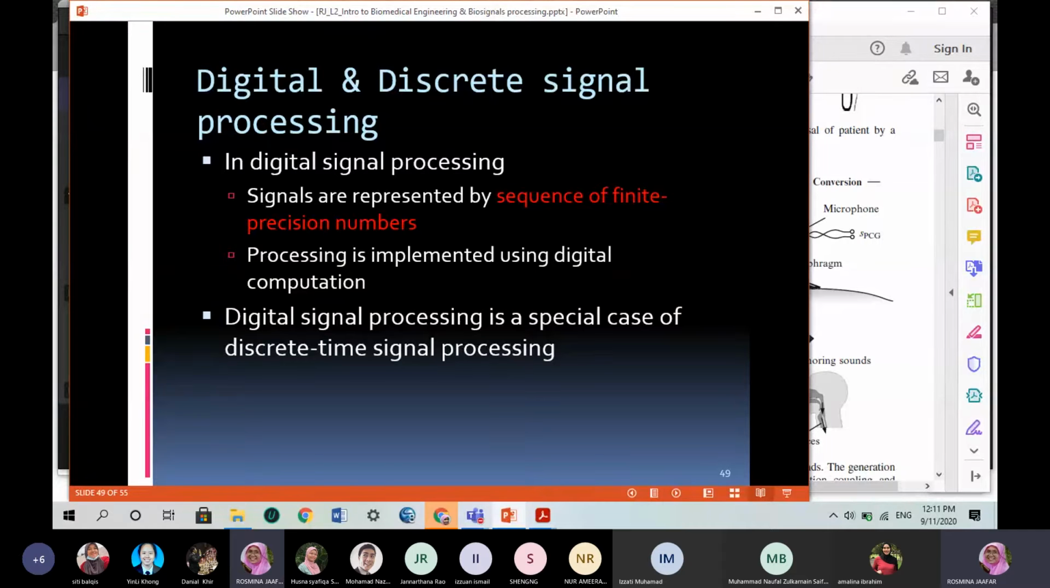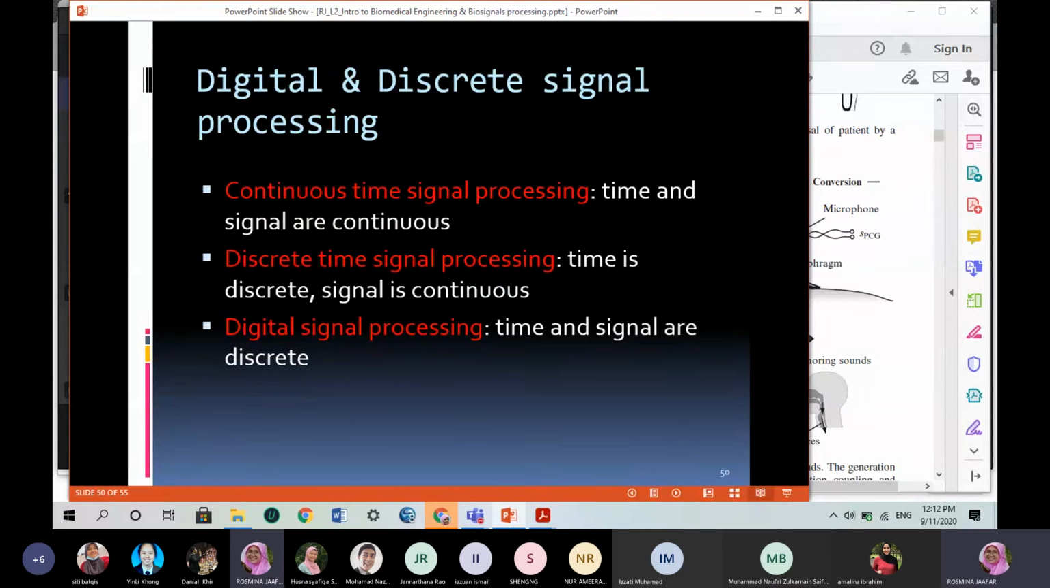Okay, digital signal processing is a special case of discrete time. That is what I said just now. And digital and discrete, what is the difference between digital and discrete signal processing? Continuous time signal processing means time and signals are continuous. Discrete time signal processing means time is discrete, signal is continuous. Digital signal processing, time and signals are discrete.